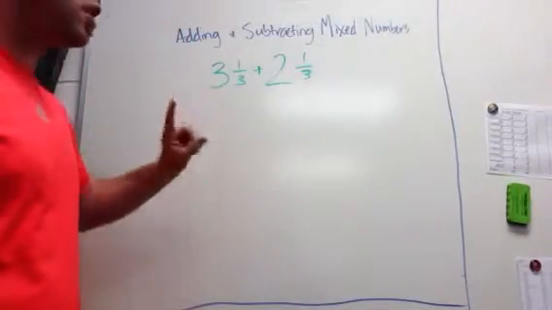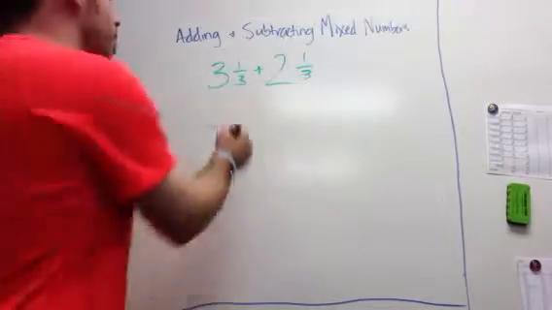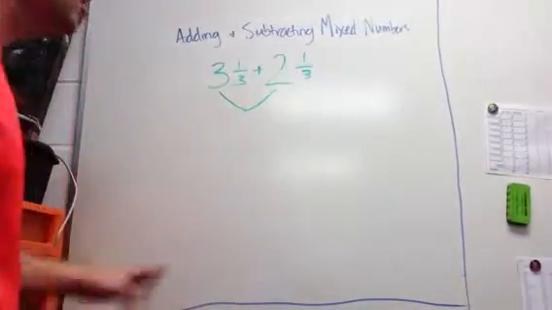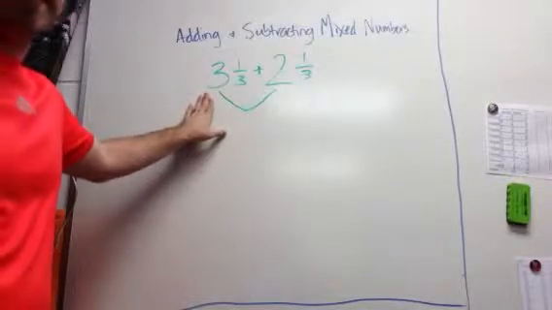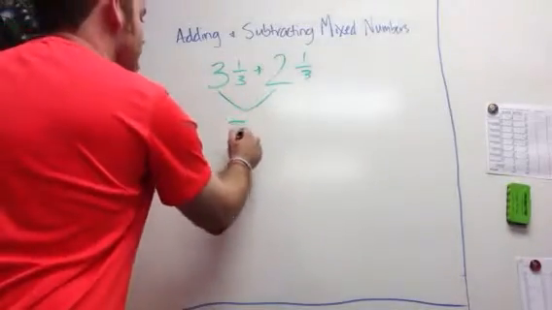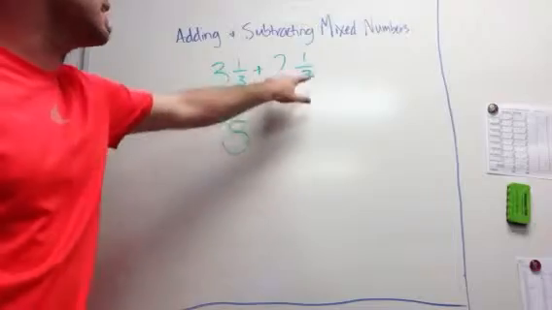So when you add, the first thing you have to do is add the whole numbers. So that's the first thing we add. When we add our whole numbers, we've all done basic addition. So 3 plus 2 is 5. Then what I need to do is add my fractions.